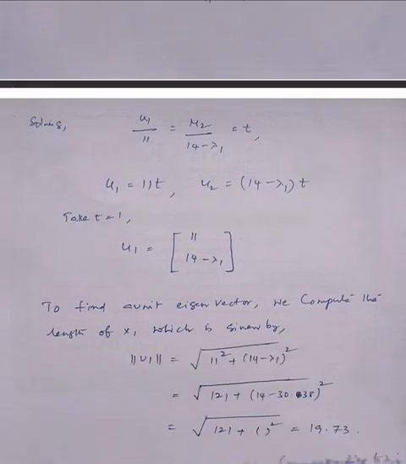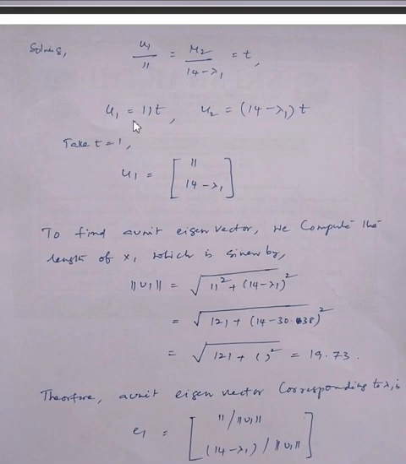After getting these two equations, we have to equate them to t, because to solve the u1 and u2 values, we can take t as any real number initially. Just as an assumption we are taking t equal to 1. Then u1 is nothing but 11, and u2 is equal to 14 minus lambda 1.